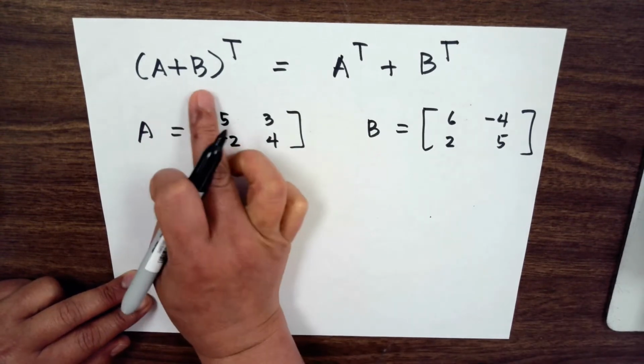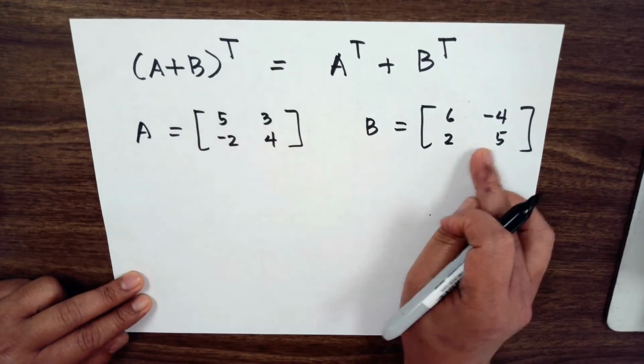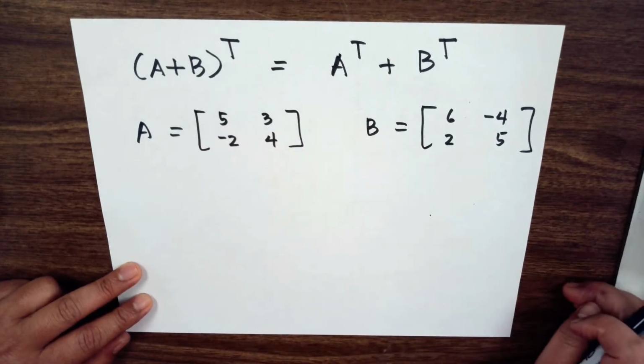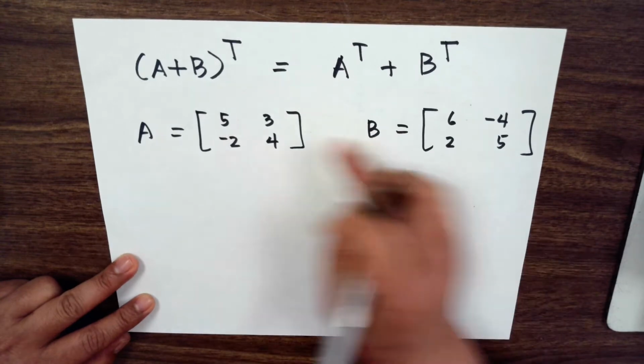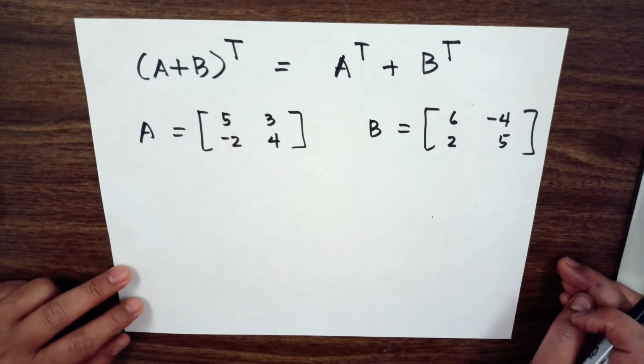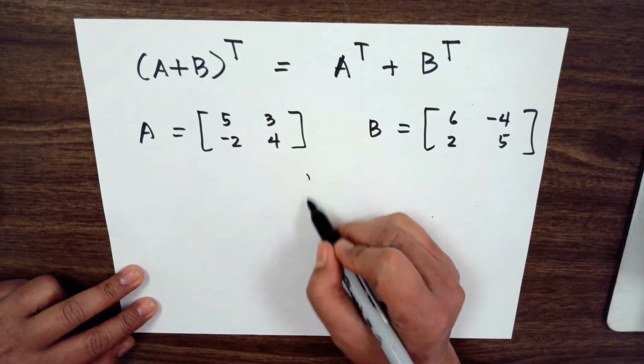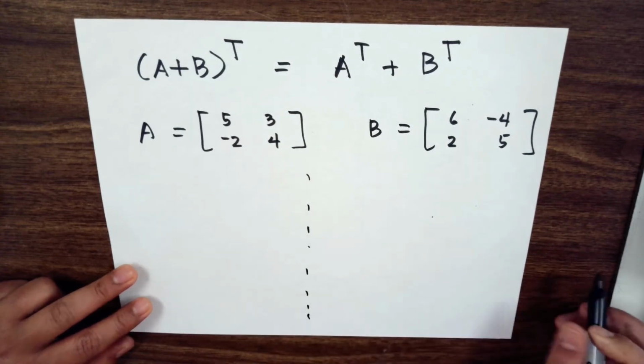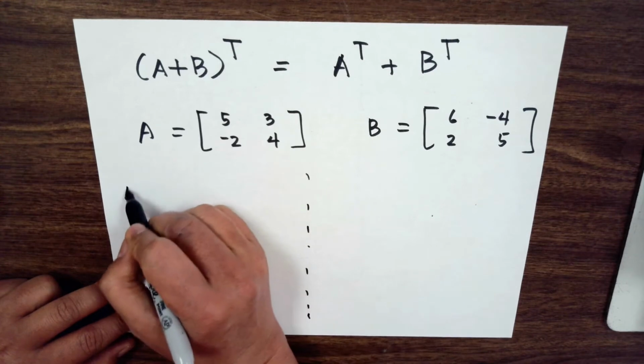This means that you will have to take the sum of the matrix first before you take the transpose. This one, you will have to transpose each matrix before you take their sum. And we should expect the same answer. Alright, so we will add first A plus B.